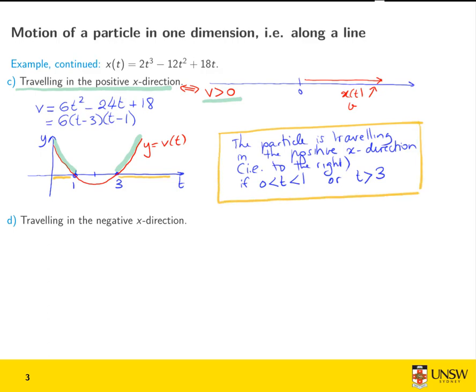Of course, traveling in the positive x direction is the same as traveling to the right. Next question: we want to know when the particle is traveling in the negative x direction, so to the left. For the same reason, that corresponds to negative velocities. So we look at the graph again, and we can see that the velocity is negative when time is between 1 and 3 seconds.